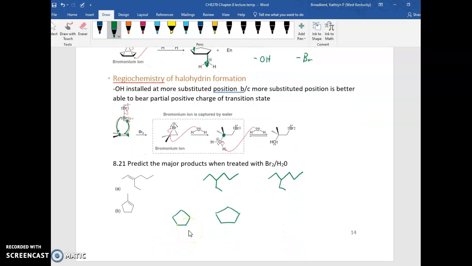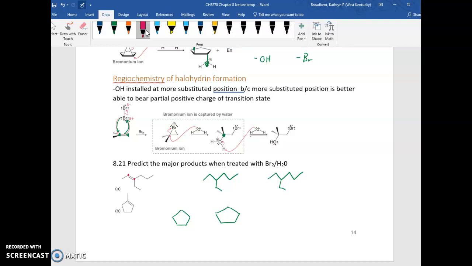So let's look at the major products when we treat with bromine and water. So here's our double bond. I'm going to change color so we don't have it green. Here's our double bond. So we're going to have to add something here and something here. This second one that I drew is the more substituted position, so that's the one that's going to get the hydroxy.